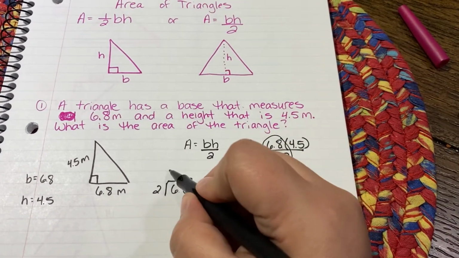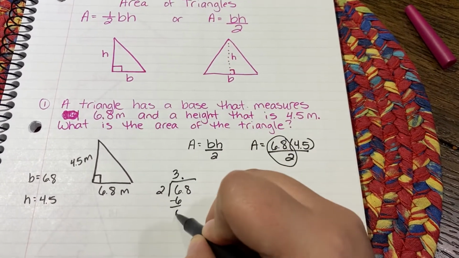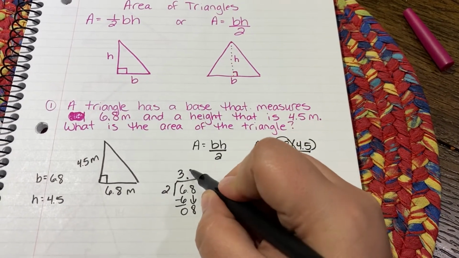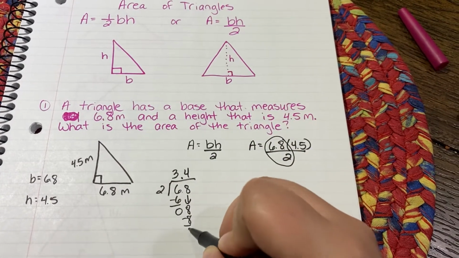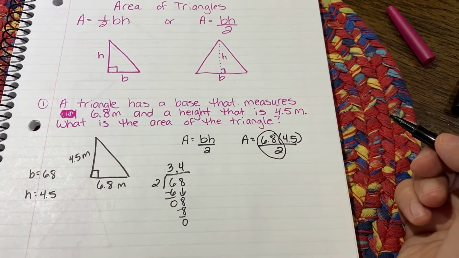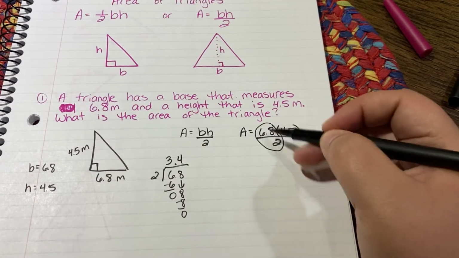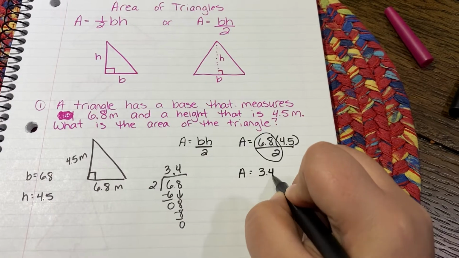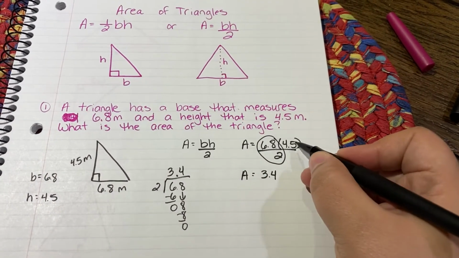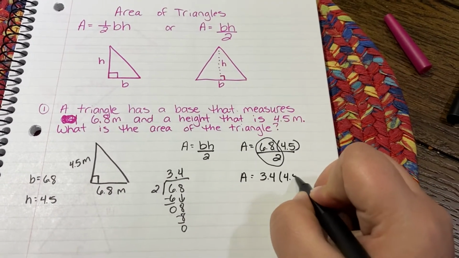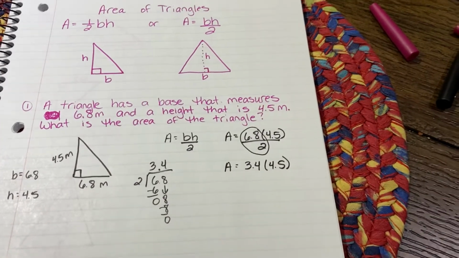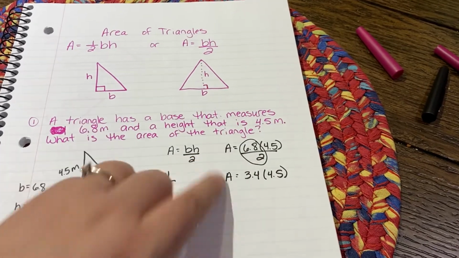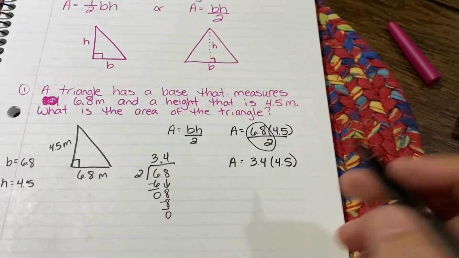2 goes into 6 3 times, which is 6. Bring down your 8, and then 2 goes into 8 4 times, with a remainder of 0, so I can stop. So when I divided it, I got 3.4. So A equals 3.4. And now the only thing left is to multiply it by that number I haven't used, which is 4.5. So it still has to multiply decimal by decimal, but at least I've got 3.4 instead of 6.8. So now we're going to just line up my numbers.